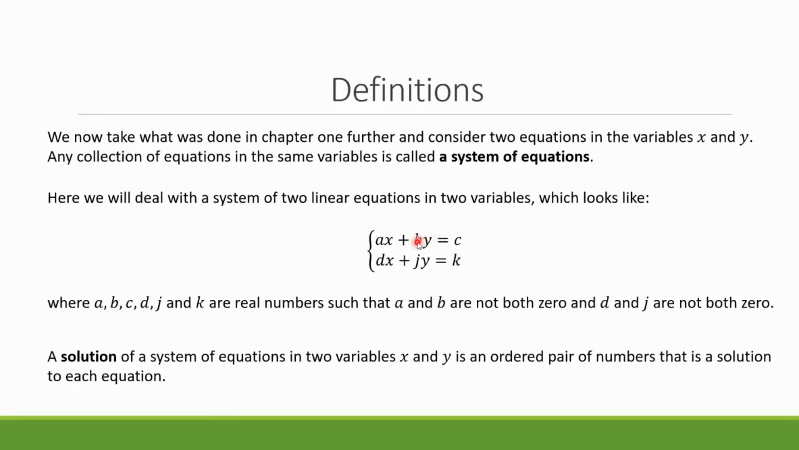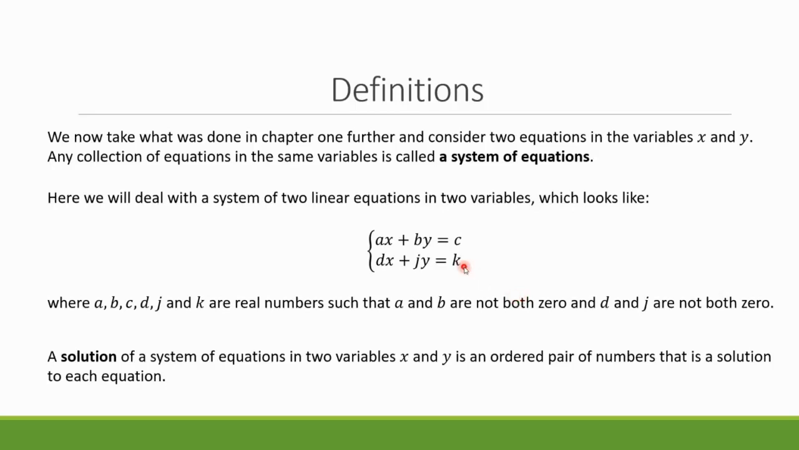Now we want to deal with these. In particular, we want to solve them. Well, what does it mean to solve them? It means to find a solution. And what is a solution? A solution to a system of two equations in two variables is an ordered pair of numbers that's a solution to each equation. So you're not just looking for ordered pairs that satisfy one equation, you're looking for ordered pairs that satisfy both equations. That's what a solution is.